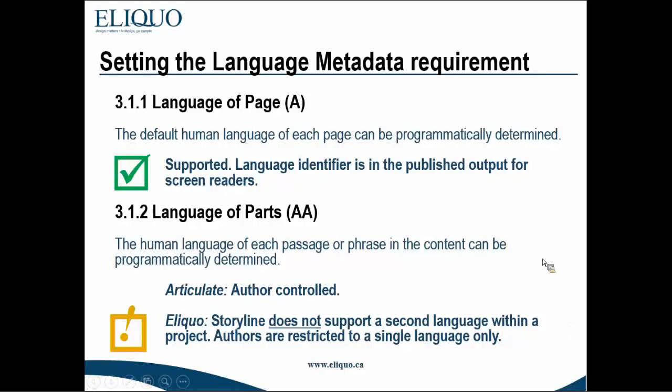Storyline does not support the ability to tag an object as having a language different from the language of the main project. So while you can satisfy A by setting the language, and I'm going to show you how to do that, if you have a different language, there is no way of satisfying 3.1.2, the language of parts. So in that case, you're going to actually have to tie yourself down and say just one language.